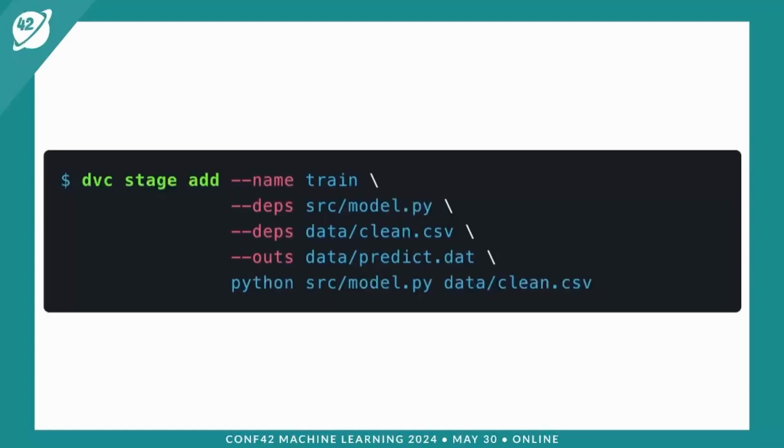This is the syntax to add a stage. We put a name, which is arbitrary, the dependencies, which are the input files. They can be source code files, database data files, and the outputs. We can also store metrics as a separate entity. And finally, we have the command that runs. In this case, it is a Python program that cleans up the input data.